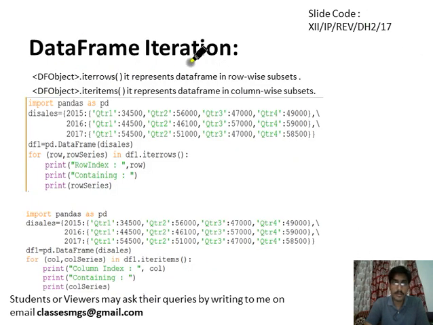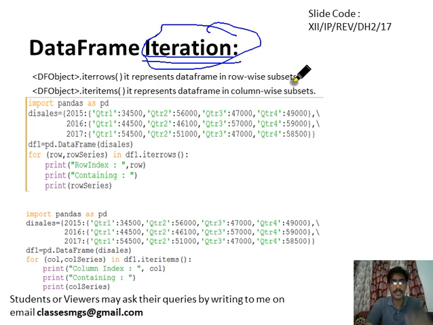Now the next important concept is data frame iteration. It is covered in class 11, but for a quick revision I am just sharing it. A question may be asked, or just the syntax, to write down the syntax to iterate the data frame. So there are two functions, iterrows and iteritems. The iterrows function is basically used to iterate the data frame row wise, and iteritems is basically used to iterate the data frame column wise.